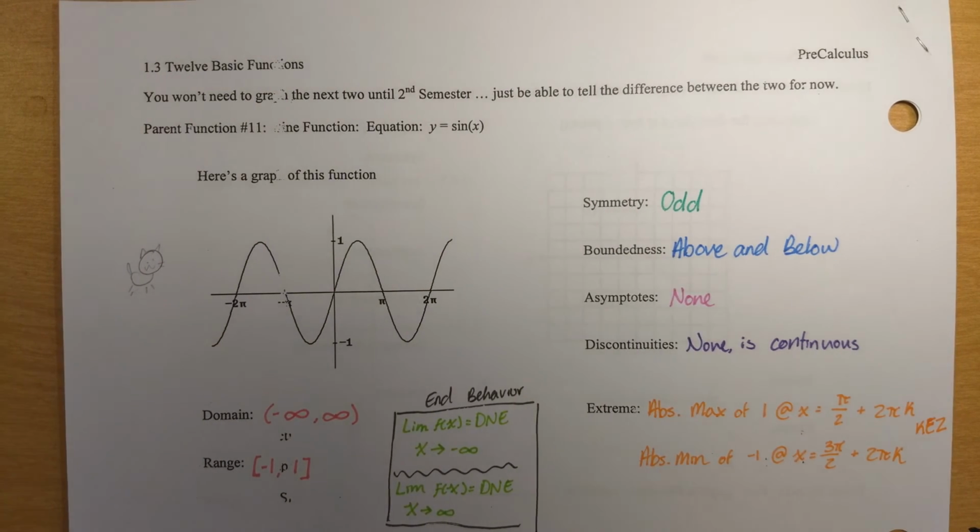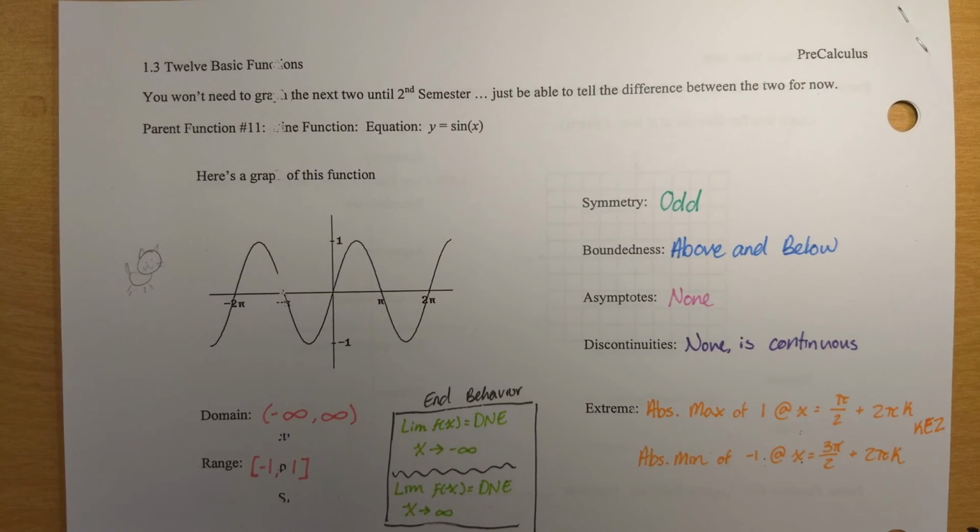As far as symmetry goes, this function is odd. This is because if you were to plug in negative x for f of x, you would get the negative of the original value. There are no asymptotes, and there is no discontinuity. It is also continuous since there are no holes or breaks in the graph.